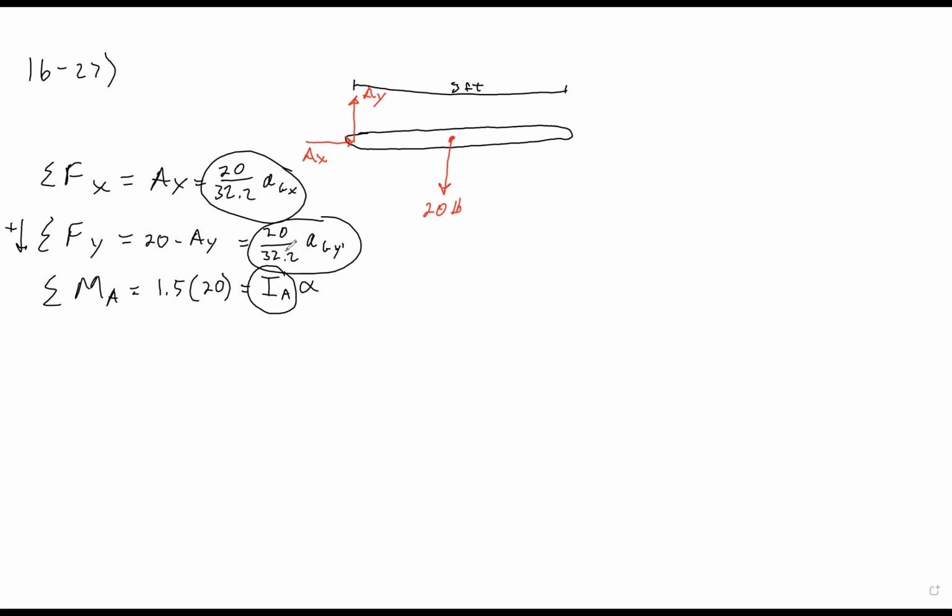So how many unknowns do we have? Well, we have AY, AX, AGX, AGY, inertia, alpha. That's like 6 unknowns. Okay, so we've got a problem. Now, how do we get 3 more equations? Because we have 3 equations, 6 unknowns. Well, we know that this rod is about to spin, and it's about to spin and go in the downward direction.